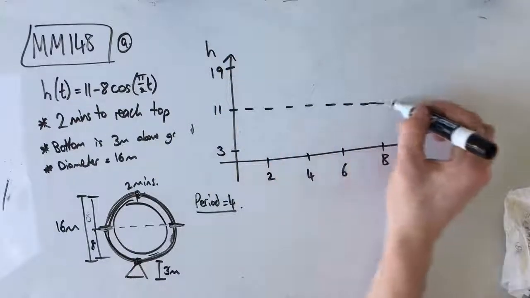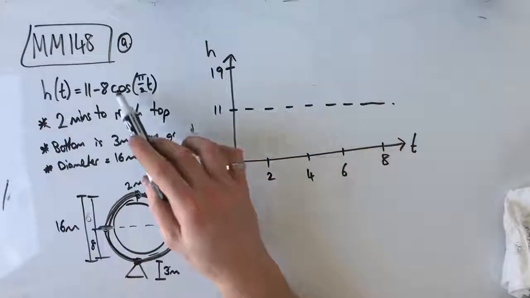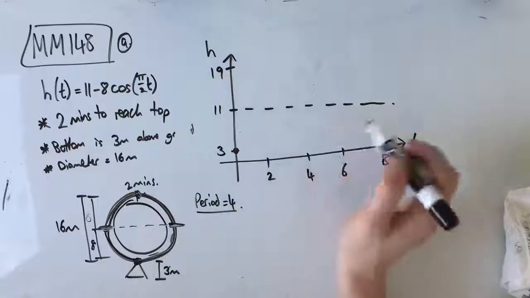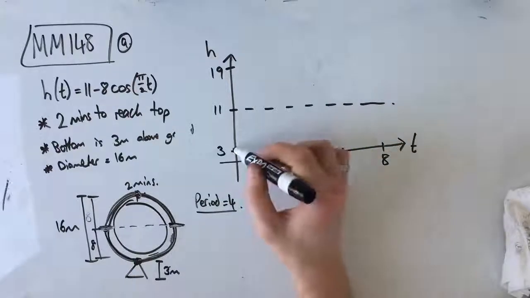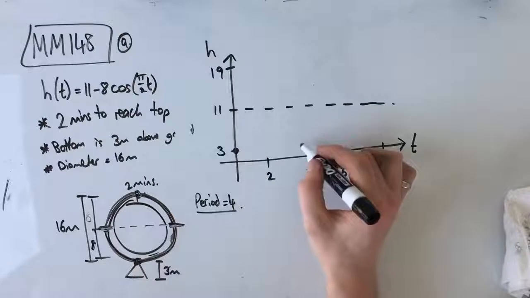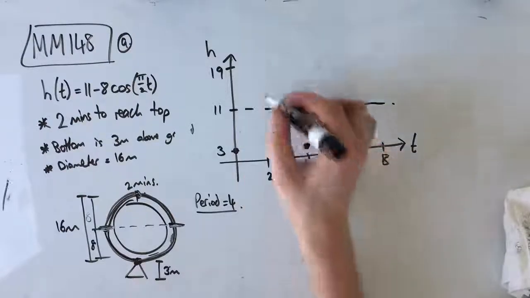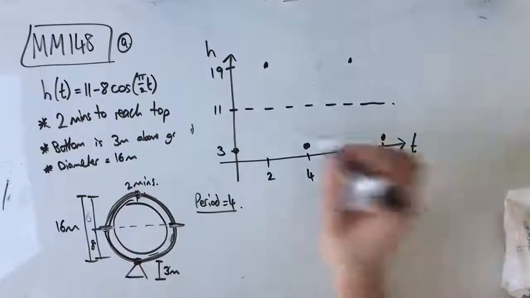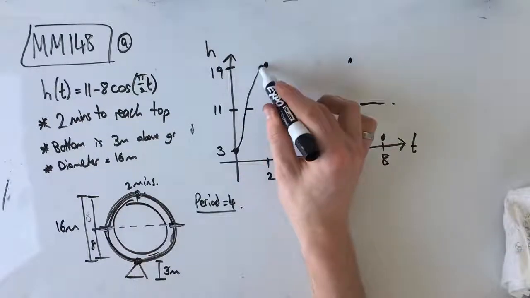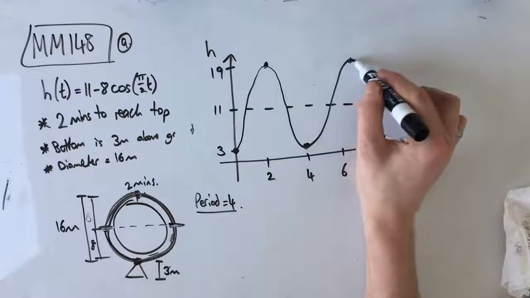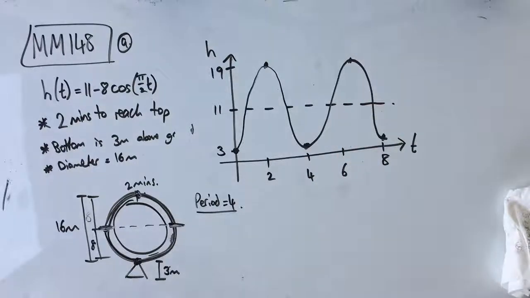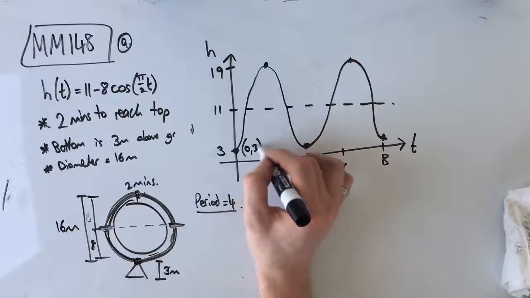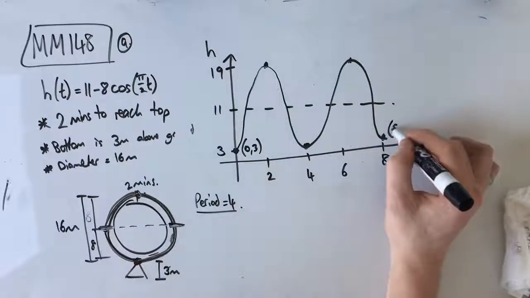Midpoint at 11. It is a negative cos graph, so it starts down here at the bottom. There's no horizontal translation, which is good, that allows us to do this pretty easily. The period is 4 minutes, which means that it's going to come back to this same point at 4, which means that it's going to have a top at 2, top at 6, and back to the same point at 8, which means it's going to look something like this. And that's it. So we want to label our endpoints, which are 0, 3 and 8, 3.